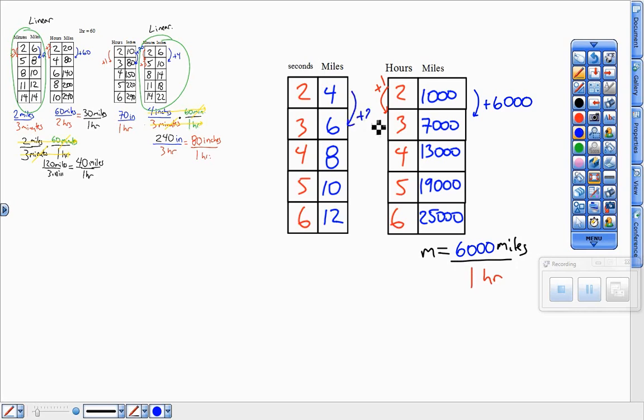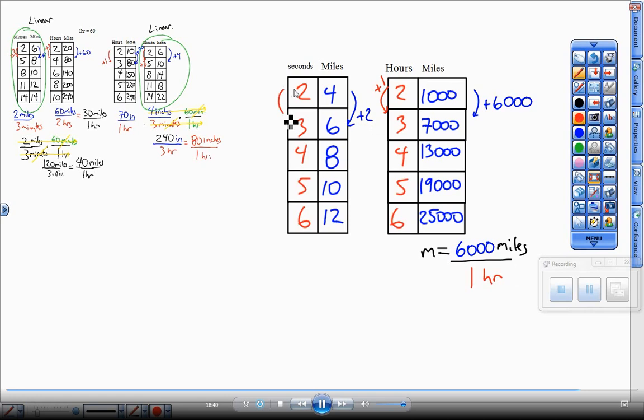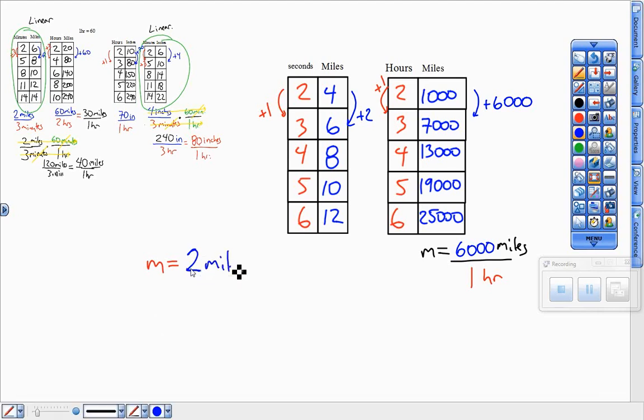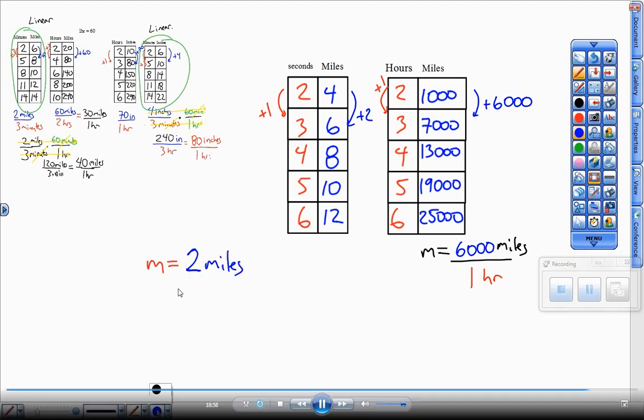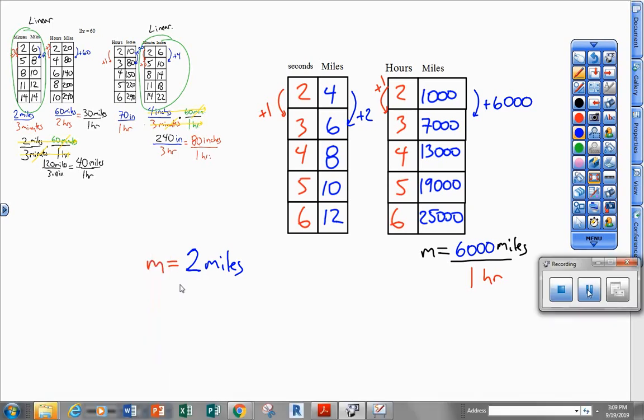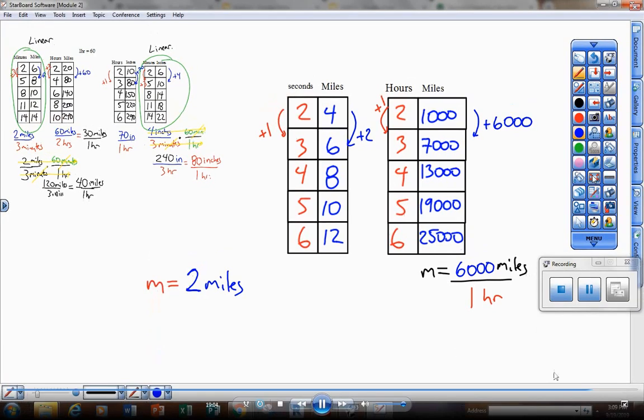The other one, I'm going up 2 for miles and up 1 for my seconds. So that is 2 miles per second. But we're going to do a double conversion to get it to be miles per hour. So 2 miles for every 1 second. Again, doing my conversion there. That gives me 2 miles for every 1 second.